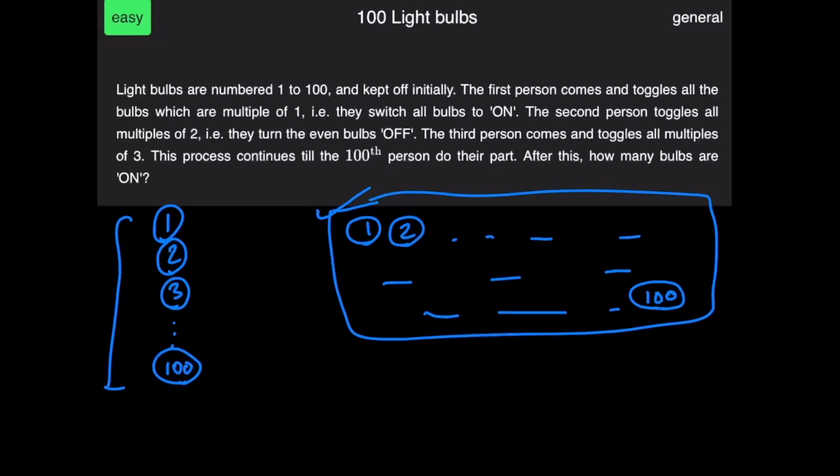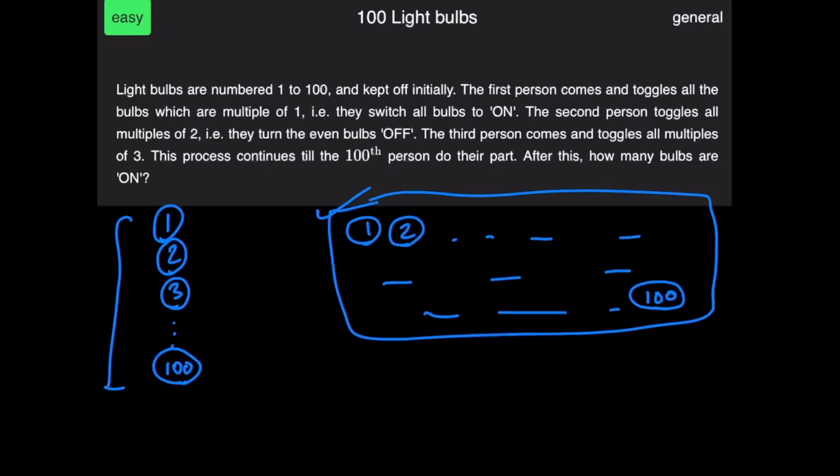Then number 2 goes in, and since all multiples of 2 are 2, 4, 6, and all those even numbers, all those even numbers are switched off because they were on because of number 1, so they get switched off because of number 2. Right, so then number 3 goes in and he toggles all the numbers that are multiples of his number. So that would mean that, for example, 6 was switched on by 1, by 2 it was switched off, and now by person number 3 it was switched back on.